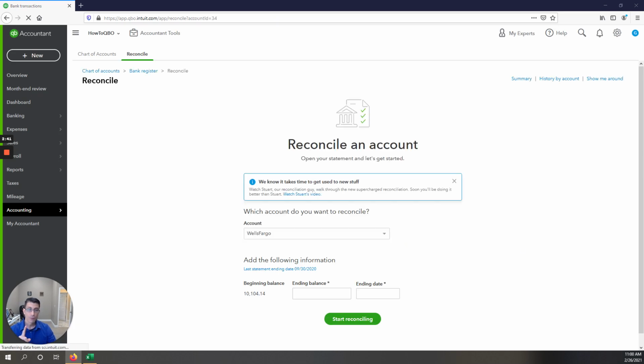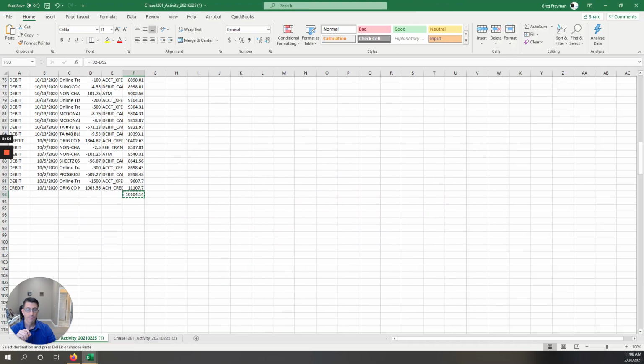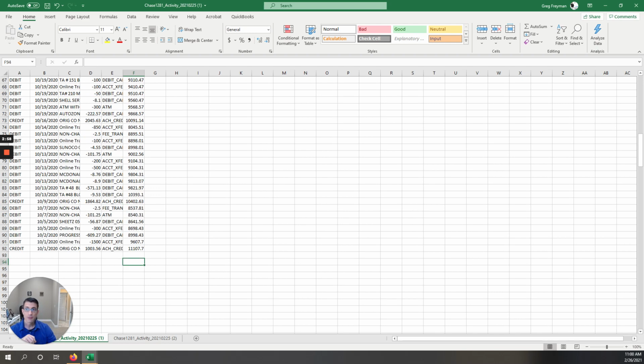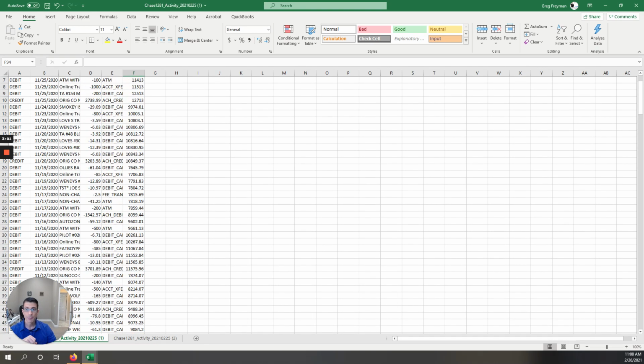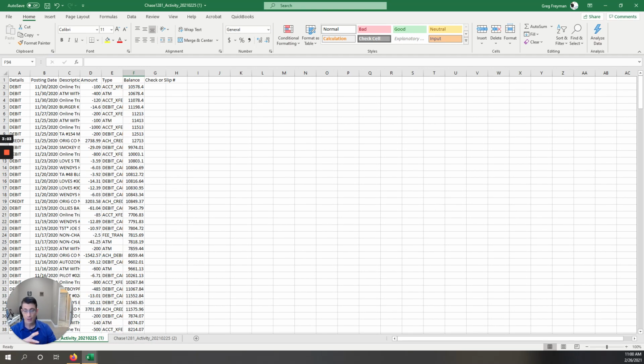The first thing you do after you get to your reconciliation window is you go to your bank account. You're going to export all the data into a CSV file or an Excel file, and that's going to look like this. All right, this is raw data. This is exactly how the data appears when it comes in from the bank.